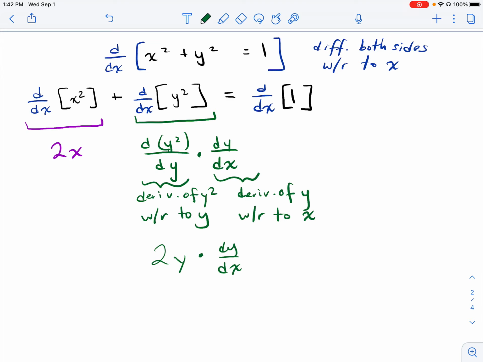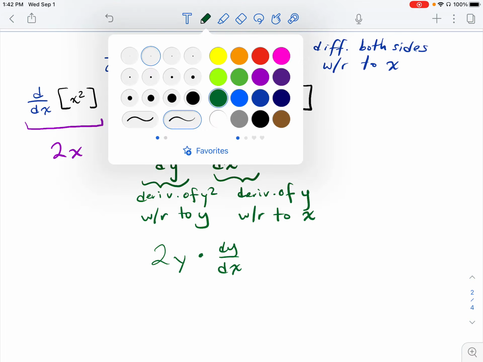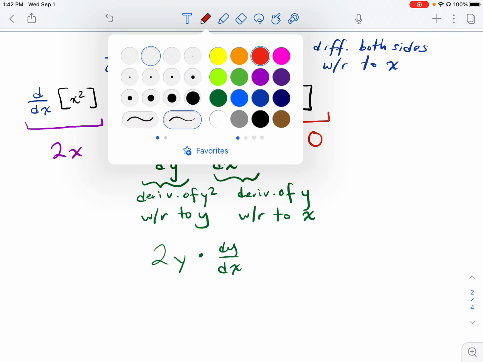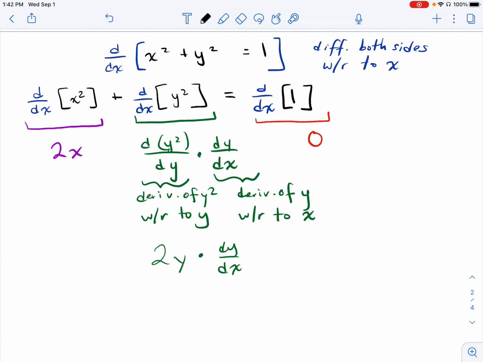So just to recap this process, we're differentiating y of x, or y squared, with respect to y of x, and we're multiplying it by the derivative of y of x with respect to x. That's just the chain rule. And just to finish this off, we've got the derivative of any constant, which we know is equal to 0. So let me just write out clearly what we have. We said the derivative of x squared with respect to x is 2x. The derivative of y squared with respect to x is 2y times dy dx. And the derivative of any constant is equal to 0.